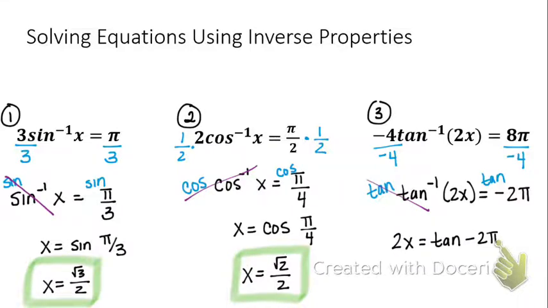Negative 2 pi is the same as 2 pi, which is the same as 0. So you need to take the tangent of 0 degrees. Those are coterminal angles on the unit circle. Negative 2 pi and positive 2 pi are the same angle. So tangent is sine divided by cosine. So what do you get when you take sine and divide it by cosine?